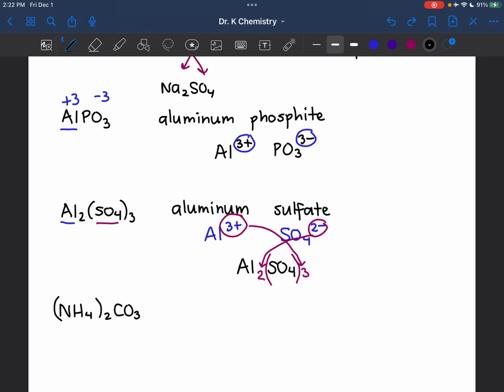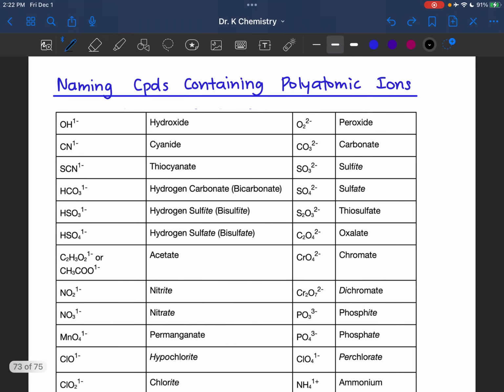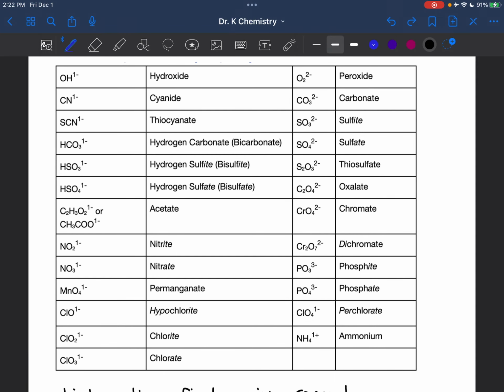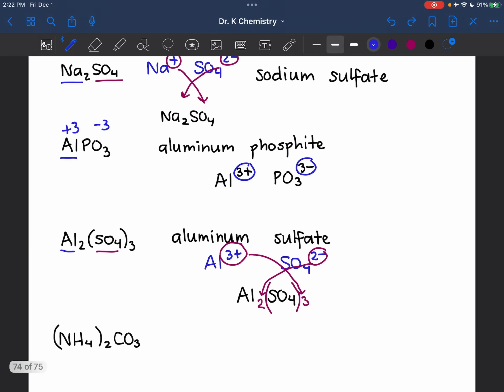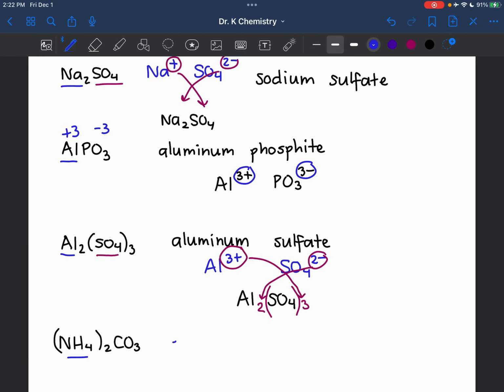Here's another example with parentheses. NH4 is our cation in this case because it's listed first. So I'm going to go back and see, well, NH4 matches the ammonium ion. Notice that the ammonium ion has a +1 charge. So this is ammonium.